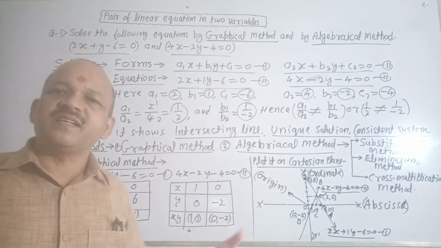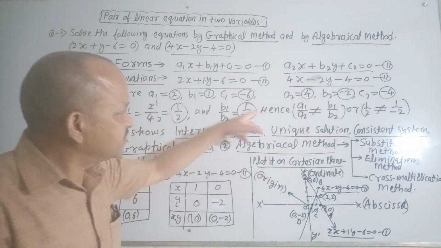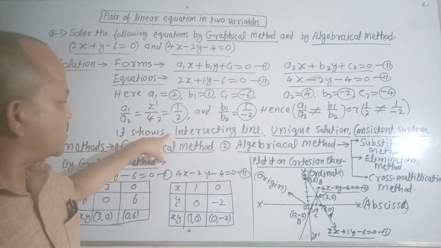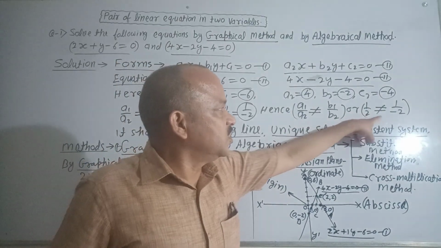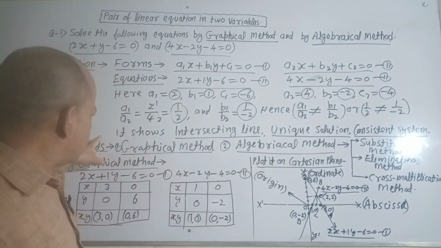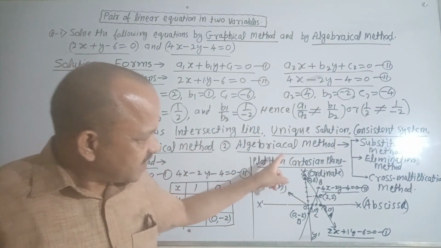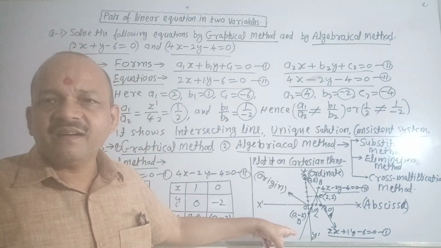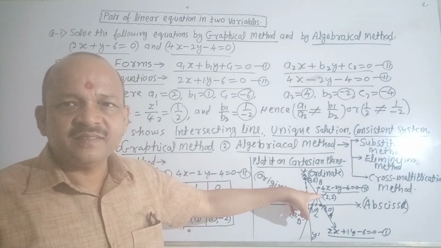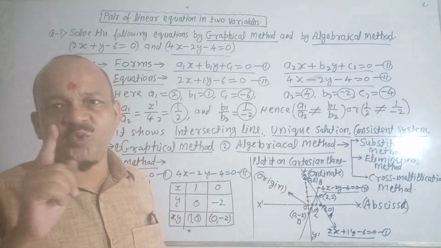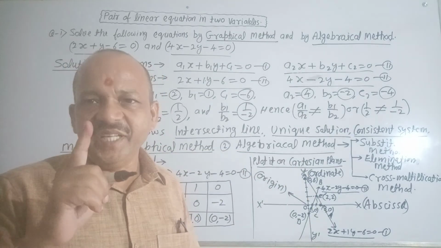In this way you can solve any question very easily. Coordinate of intersecting point. Here it shows a1/a2 is not equal to b1/b2, or 1/2 is not equal to 1/(-2). It means it shows intersecting lines. Here lines AB and CD are intersecting lines which intersect at point E. Coordinate (2, 2). Consistent system and unique solution.